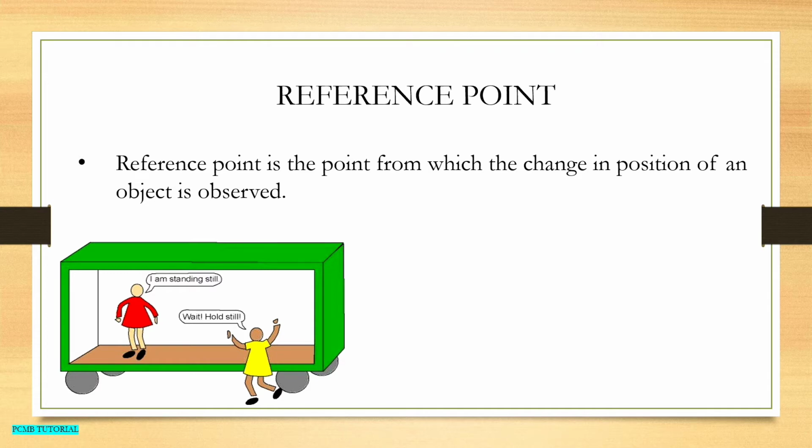As the red dressed man is in the rail, it will seem to him that he and the rail are standing still and the outer world is moving. This happens because he is taking the train as the frame of reference. And for the yellow dressed man, it seems that the rail and the red dressed man are moving. This happens because the yellow dressed man is taking the ground as reference point.